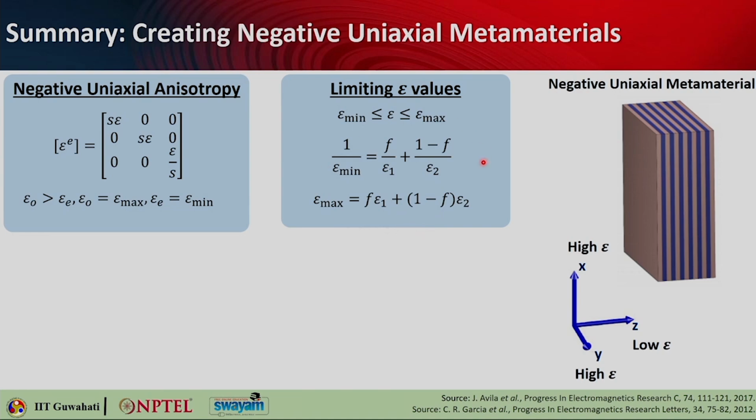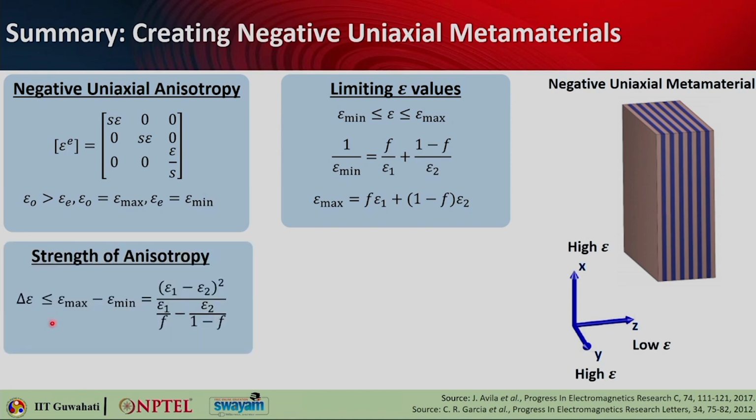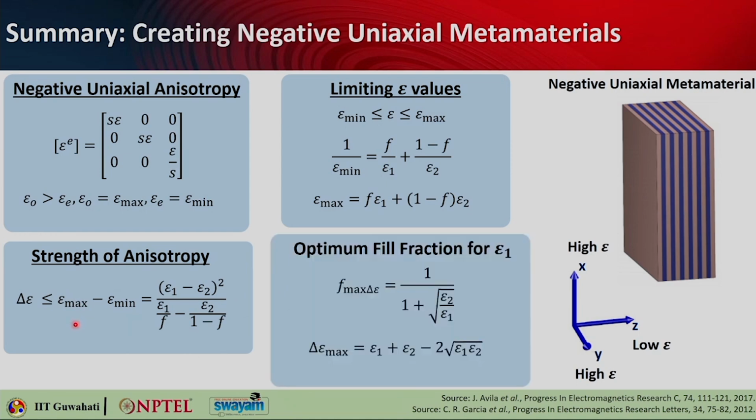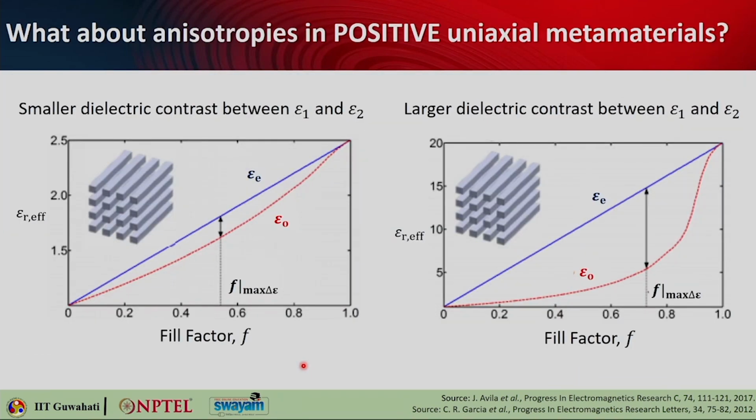So, this is the relationship between epsilon mean and epsilon max with the fill factor, and epsilon 1 and epsilon 2, which are the permittivities of the two different layer materials that you are using. You can also get the maximum anisotropy strength using this formula, that is basically your epsilon max minus epsilon mean. With that you can optimize and find the value of the fill factor that will give you the maximum anisotropy, and that turns out to be this. And when you have that particular fill factor, you can also find out the anisotropy that you are able to achieve. The same thing you can also repeat for positive uniaxial material.